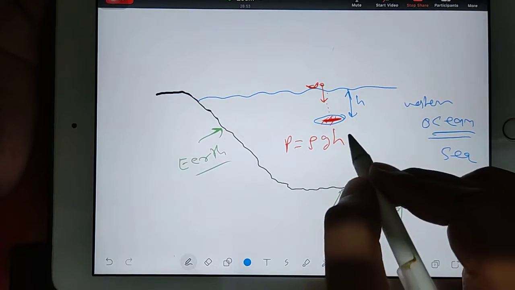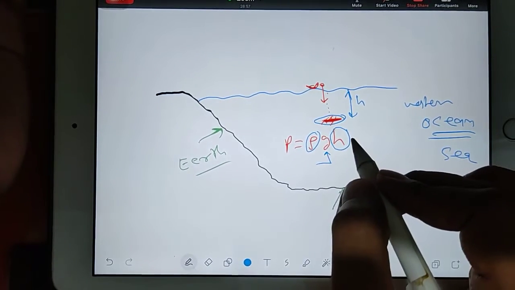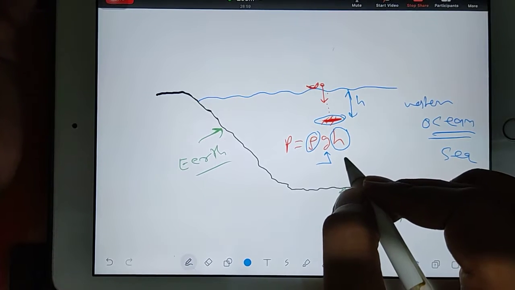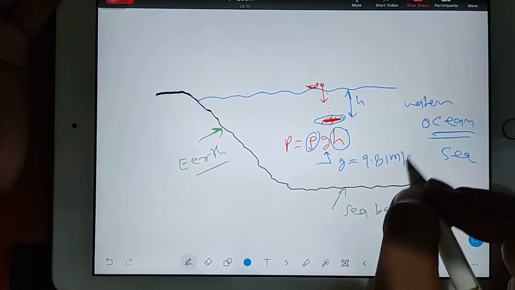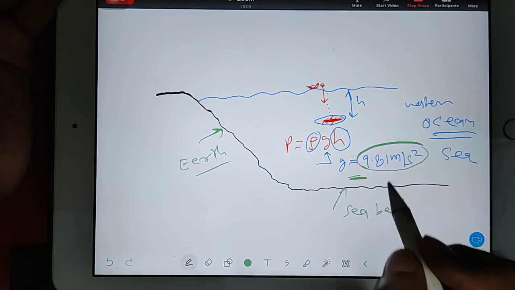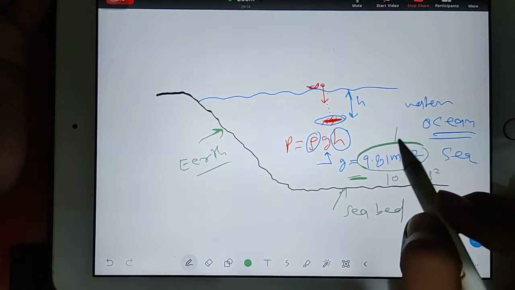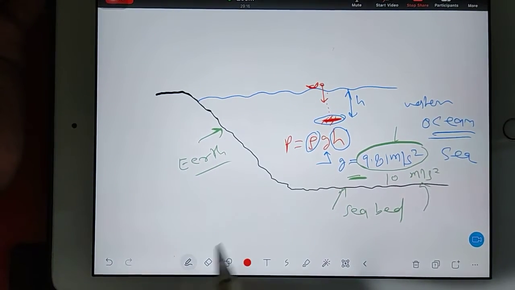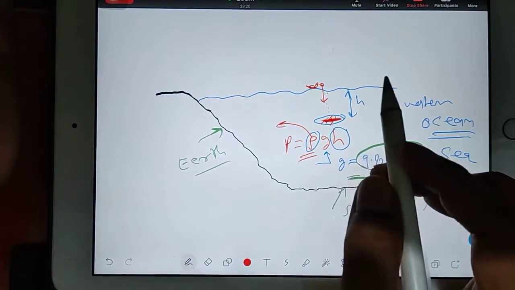Now what is h? h is the depth. What is rho? Rho is the density. And what is g? g is the gravitational acceleration from the earth. So g is equal to 9.81 meter per second square. We will consider it roughly. If this data is not given, then you can choose 10 meter per second square, but this will be rough data. Exact data will be this. Now see, what is this rho? Rho changes from liquid to liquid.